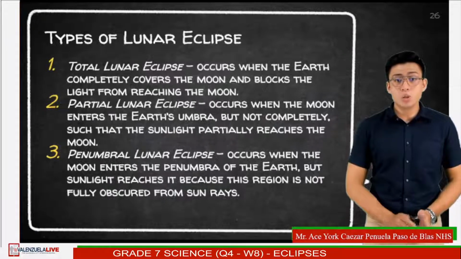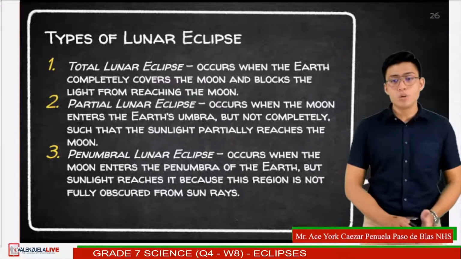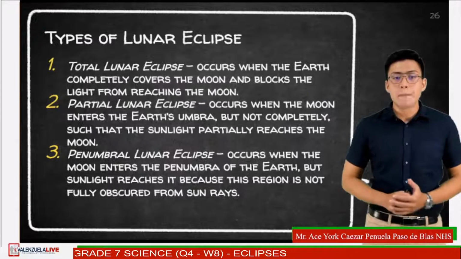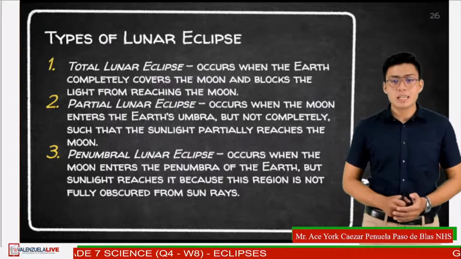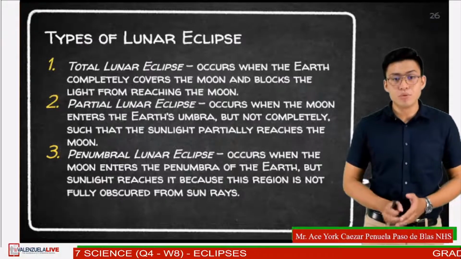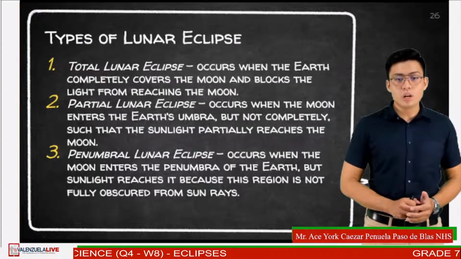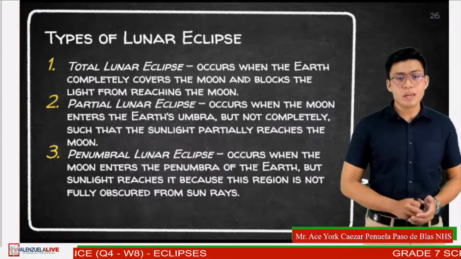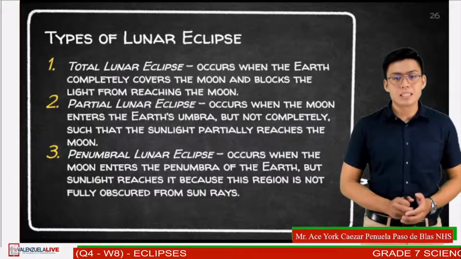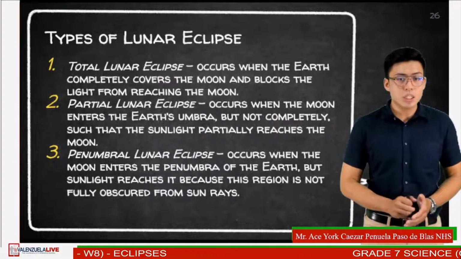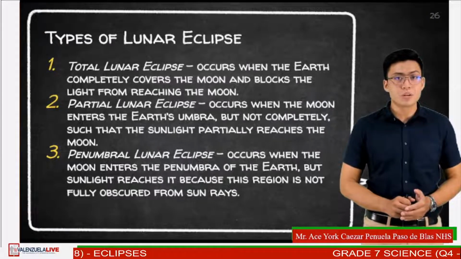Partial lunar eclipse occurs when the moon enters the Earth's umbra, but not completely, such that the sunlight partially reaches the moon. Penumbral lunar eclipse occurs when the moon enters the penumbra of the Earth, but sunlight reaches it because this region is not fully obscured from sun rays.